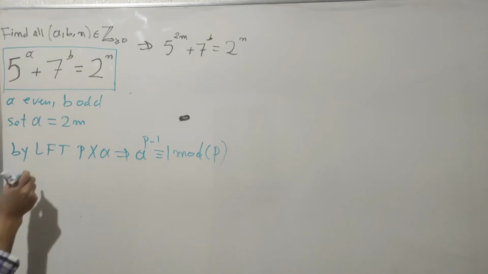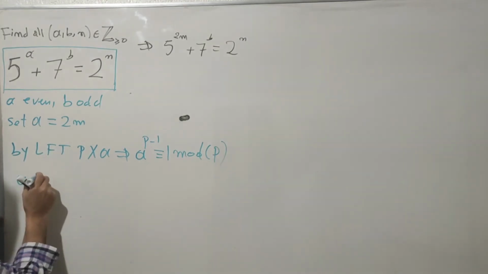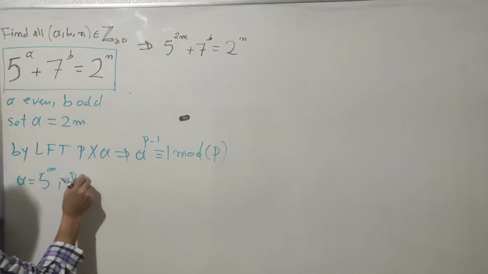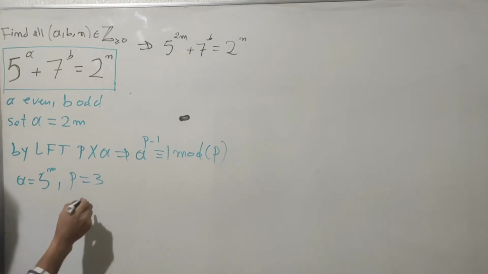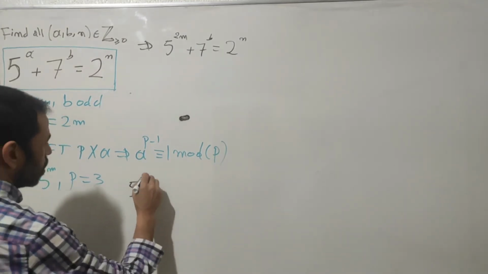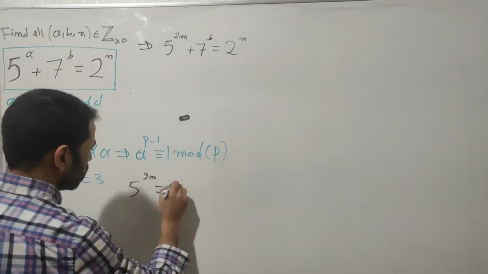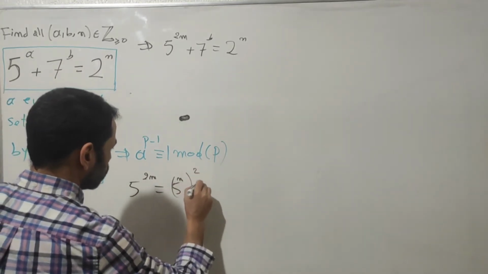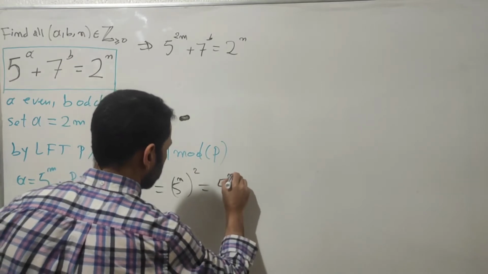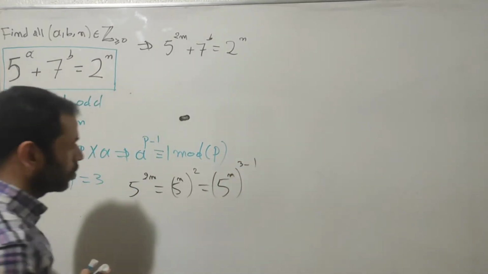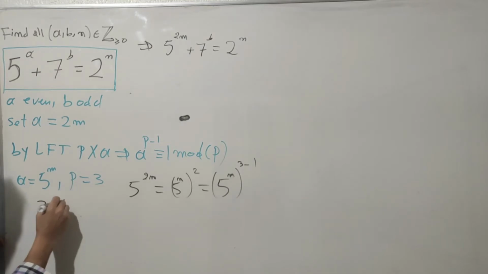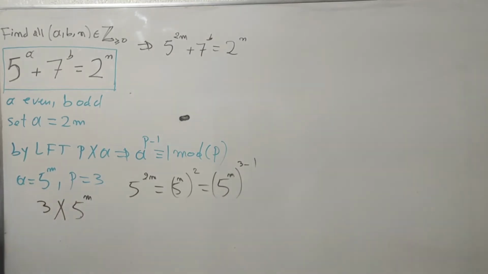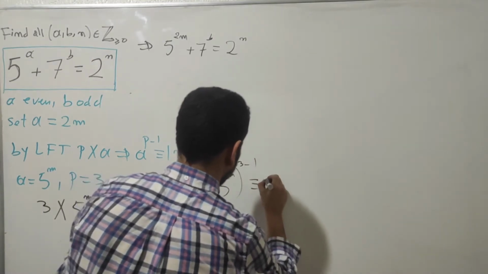Okay, let's take a equals 5 to the m with p equals 3. So this 5 to the 2m is the same as 5 to the m all raised to the 2, which equals 5 to the m all raised to the 3 minus 1. It clearly verifies Fermat's little theorem, because we know 3 does not divide 5 to the m. So this one is congruent to 1 mod 3.